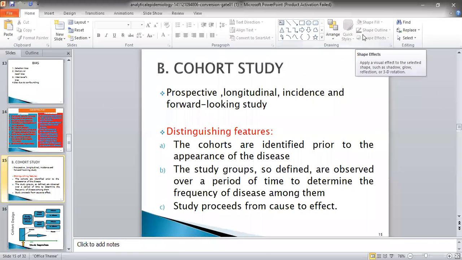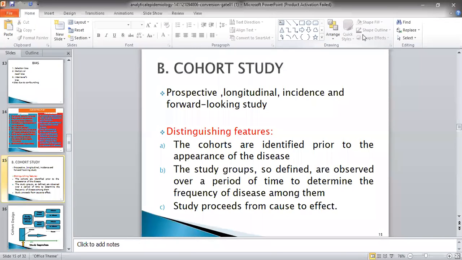Today's topic of discussion is cohort study. Last time we discussed case control study. In case control study, I told you that we will go from effect to cause. That is, we will go retrospectively. Outcome will be there, and we will go back to the risk factors of disease.